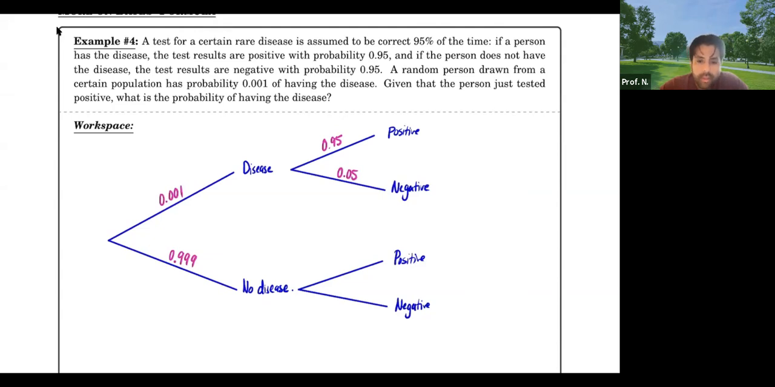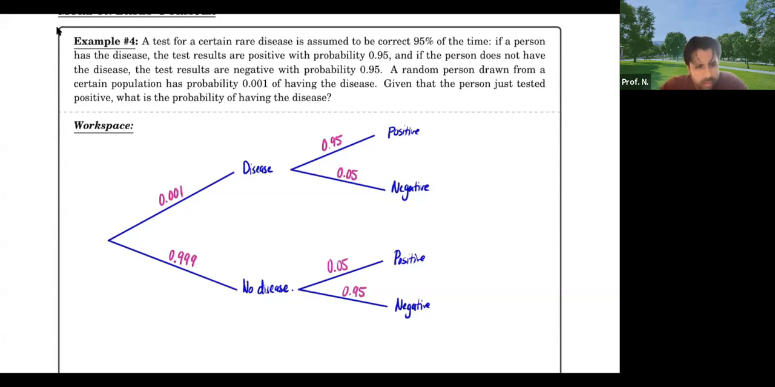And now the same thing happens, right? For no disease, what's the probability of me getting a positive result? It's 0.05. Why is that? Because 95% of the time that you test people that don't have the disease, it will be correct.